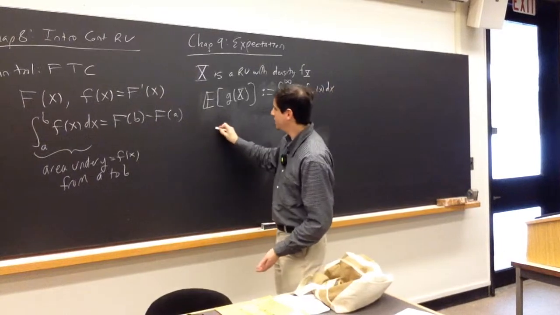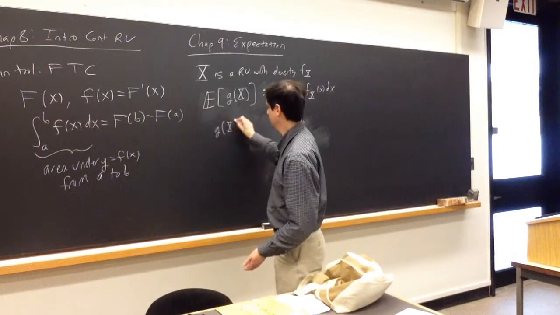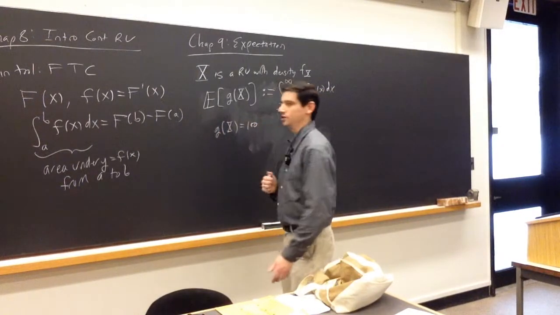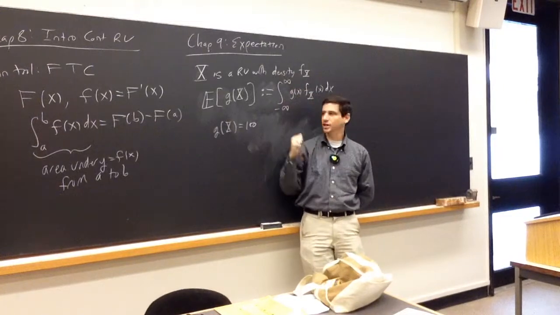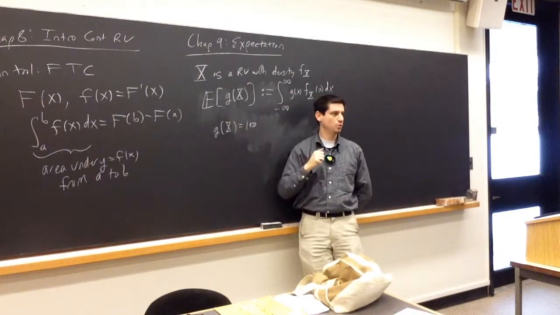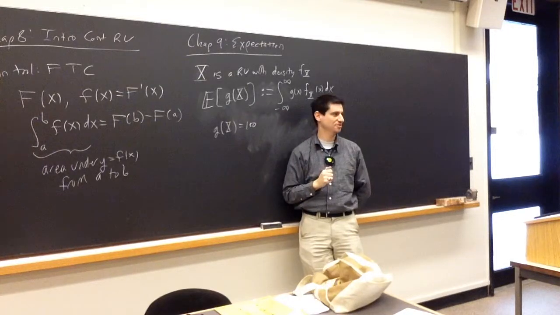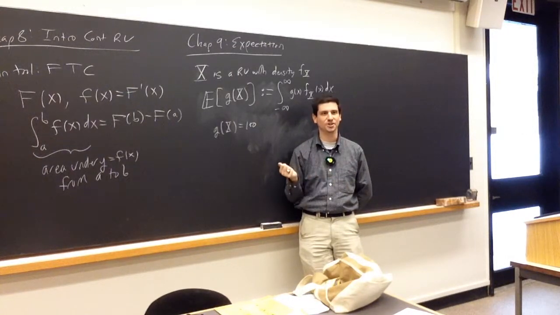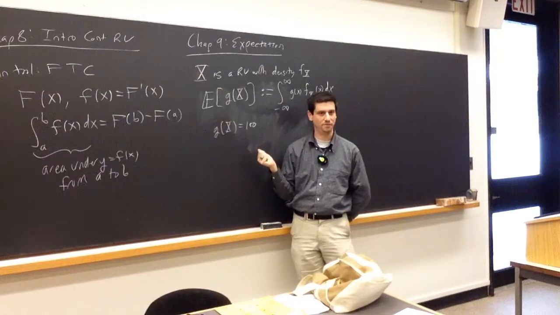But let's take a function of the random variable. Let's make it 100. So the random variable x is the work you do on the exam. And I'm going to just assign everybody 100. And I'm going to calculate expectation. What do you think I should get? 100. Everybody's getting the same thing.